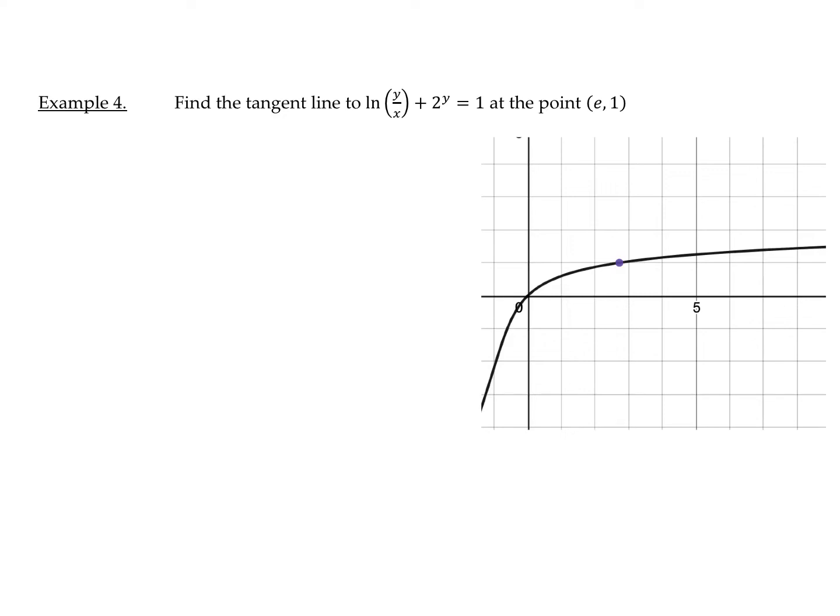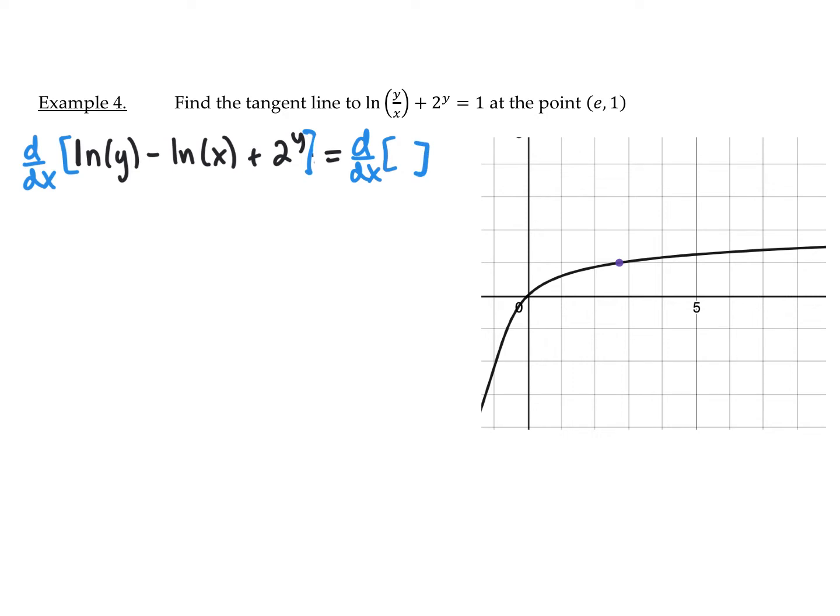Okay, so that last recording went a little bit long, and I'm actually going to break the rule that I just said. I'm going to take the derivative, but when I do this natural log, I'm going to apply a log rule first. So I am going to change this into natural log of y minus natural log of x plus 2 to the y equals 1. And then we're going to take the derivative with respect to x of both sides. And remember, d dx of 1 is just 0.